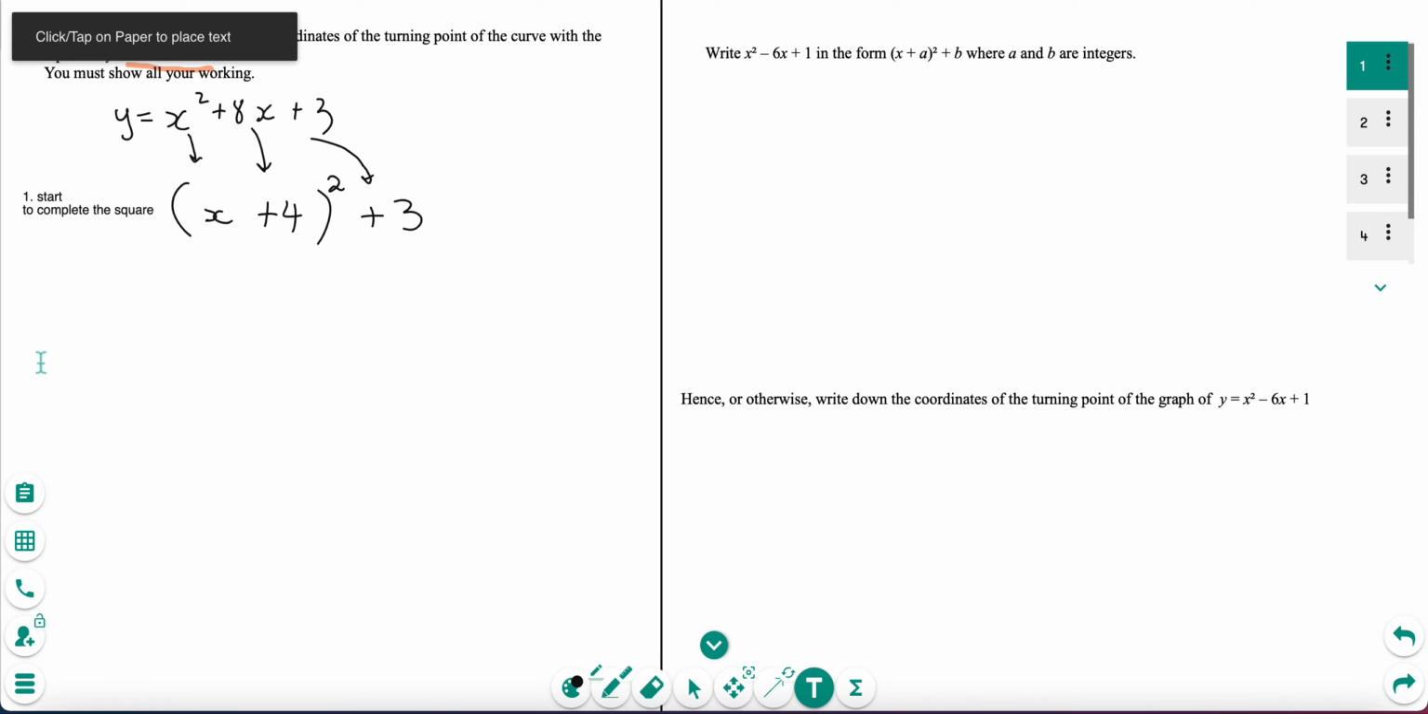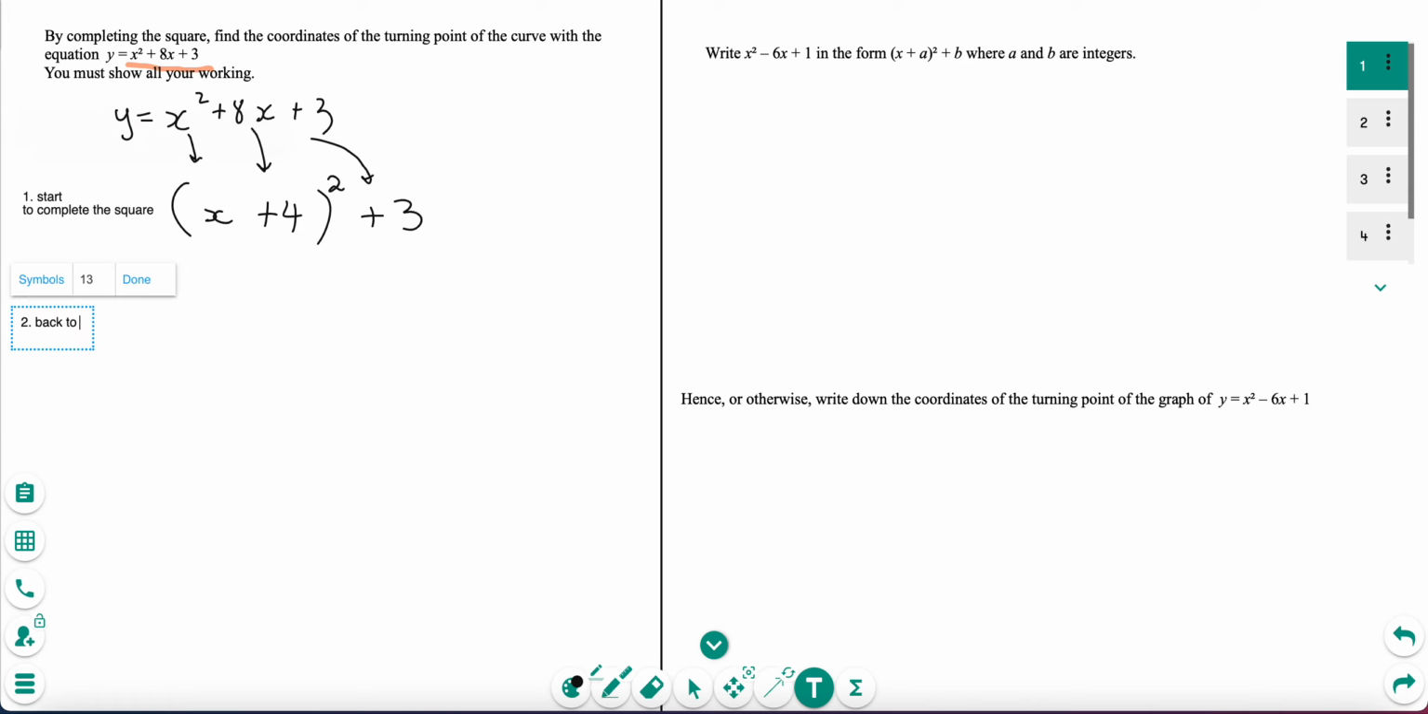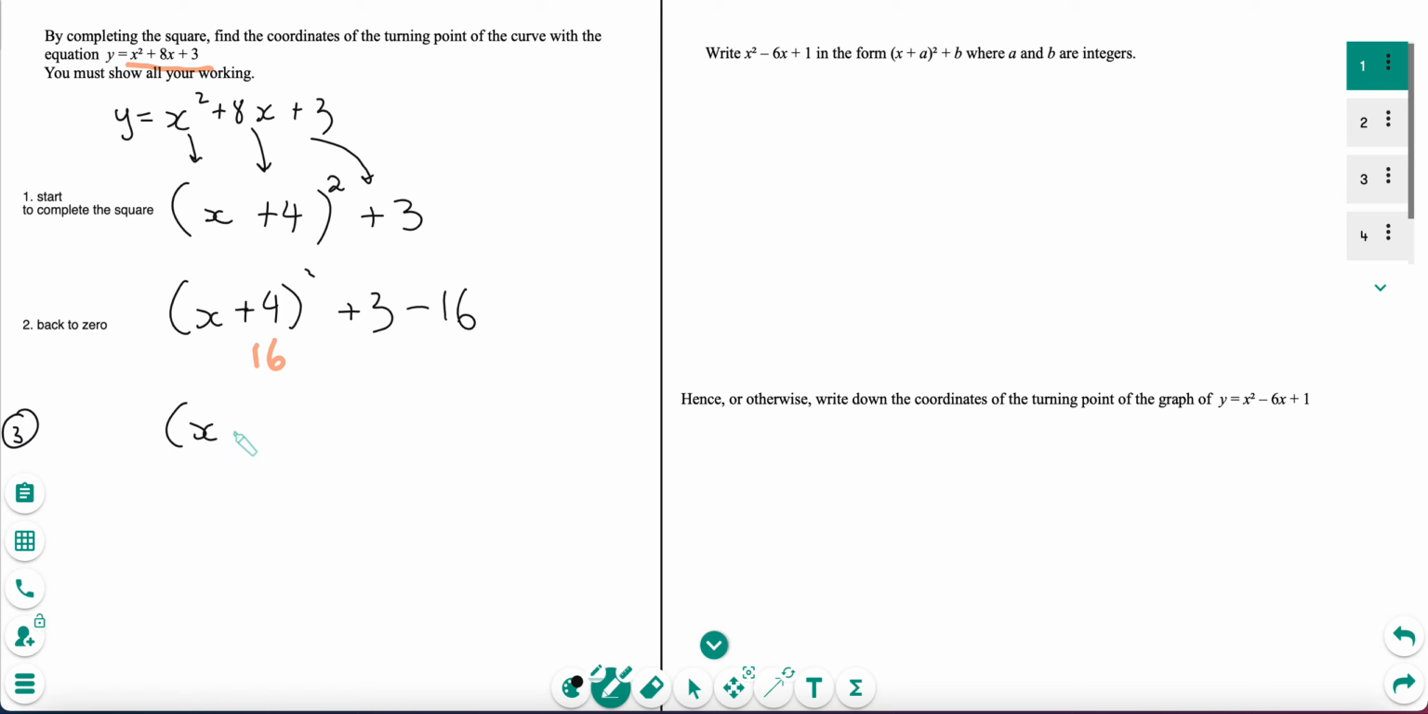Step 2 is getting back to 0. We'll write it out again. We're going to square this number here, so 4 squared is 16. Now, how do I get from 16 back to 0? Well, 16 to get to 0 is minus 16. And step 3 is we're just going to simplify. x plus 4 squared, positive 3 minus 16 is negative 13. And this is how you complete the square. And this will be our final answer.